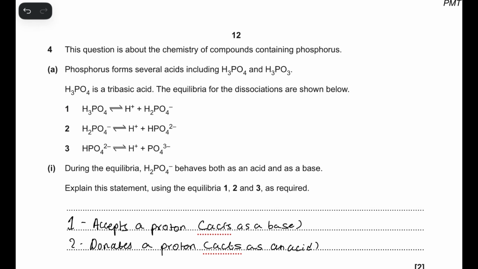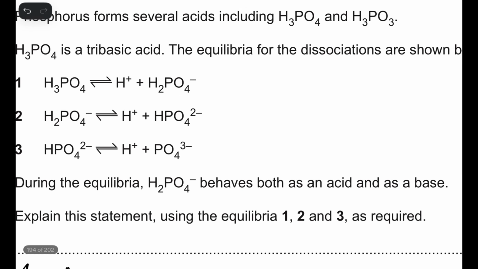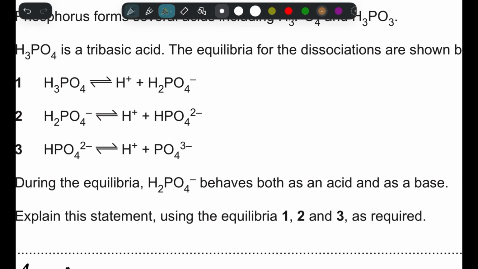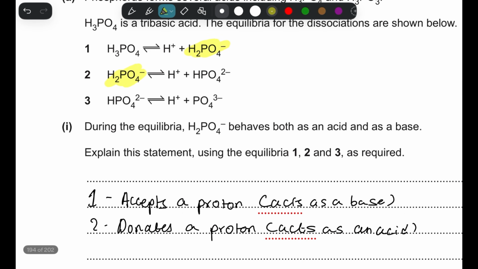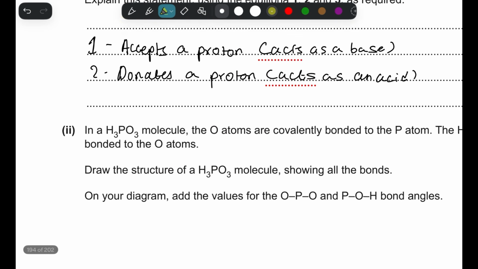Okay, so for this one, we're looking at the equations. We're just talking about phosphorus here. Yeah. So it says that during the equilibrium, H2PO4 minus acts as an acid and a base. So we first of all need to define what is acid and base. An acid is a proton donor, a base is a proton acceptor. So we need to see where this molecule specifically is acting as both. So what I'm going to do is highlight where we see the molecule. We see it here, and we also see it here. So as you can see in equation 1, it's accepting a proton to become H3PO4. In this one, it's now donated a proton. Yeah. So in that essence, in 1, it accepts a proton and acts as a base. In 2, it donates a proton and acts as an acid. That's what you want to say.